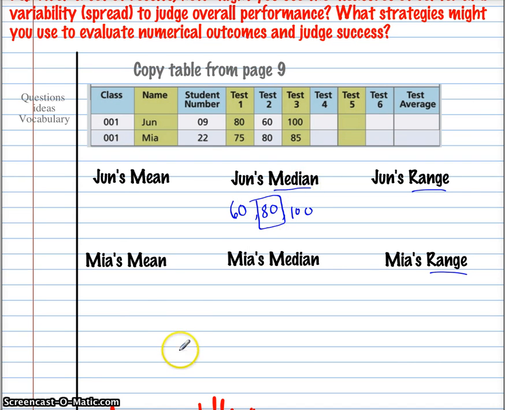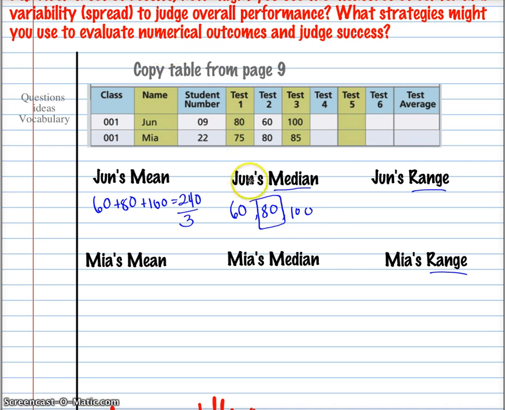My median is 80. Just the number in the middle. Okay, to find the mean, I don't have to put them in order. All I need to do is add them all up. 60 plus 80 plus 100. So that means 60 plus 80 is 140, plus 100 is 240. And I can divide that by 3.